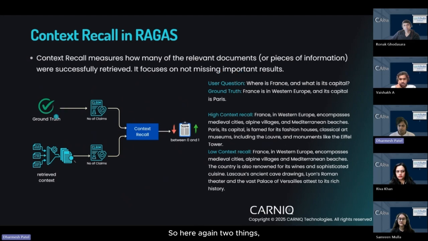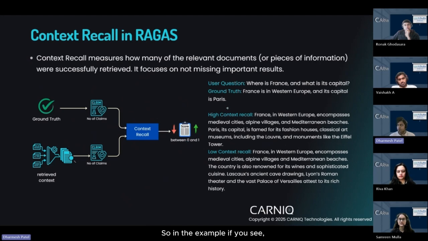So here again, two things. It relies on the ground truth or reference. From the ground truth or reference, it will extract the number of claims. Similarly, from your retrieved context, it will extract the number of claims, and then it will compare whether all the relevant claims are matching or not, or something is missing. If it is missing, then it will rate a lower context recall score. If everything is matching, then it will give you the higher score.